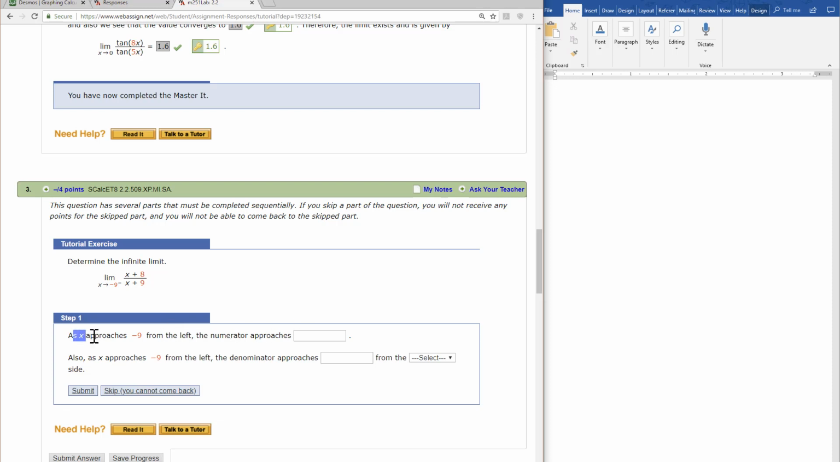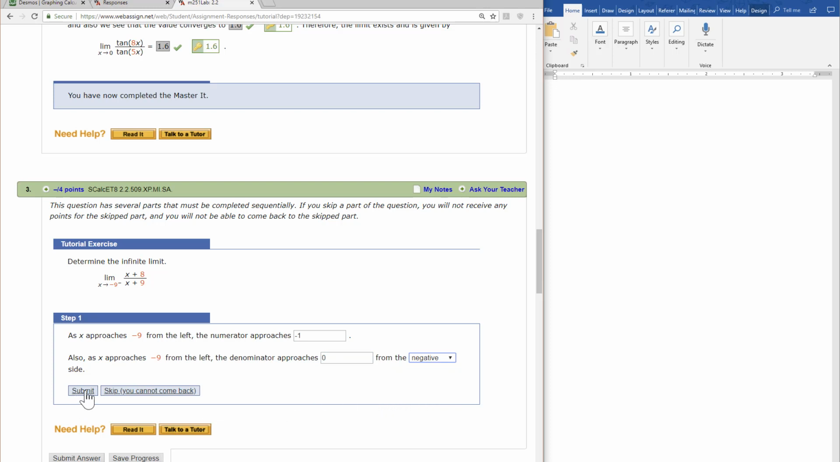Alright, so as x approaches negative 9 from the left side, the numerator approaches, well, I think we need to put negative 9 up here. And if you put negative 9 up here, you have negative 9 plus 8. I think that's negative 1. So let's put negative 1. Also, as x approaches negative 9 from the left, the denominator approaches negative 9 plus 9. So I think that's 0 from the negative side. We're coming from the negative side.